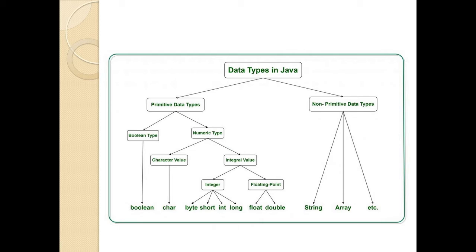Whereas the non-primitive data types are the data types which are derived from the primary data types. Now from the primary data types, from the char, if I try to create a collection of char, I get a non-primitive data type, that is the string. Similarly, another non-primitive data type is array. Array is a collection of similar data types. It can be a collection of int, float, double, long, anything.